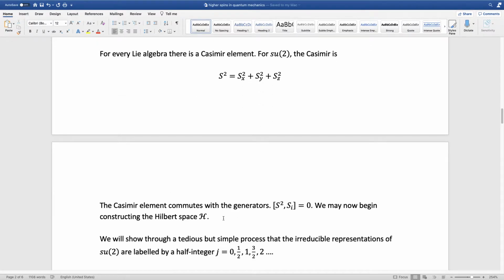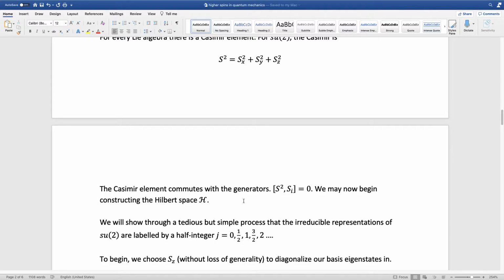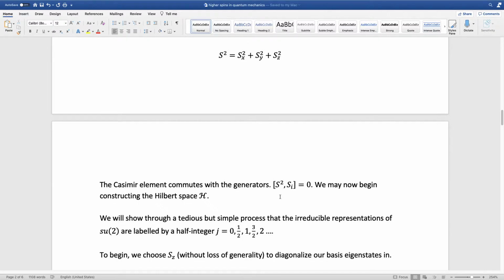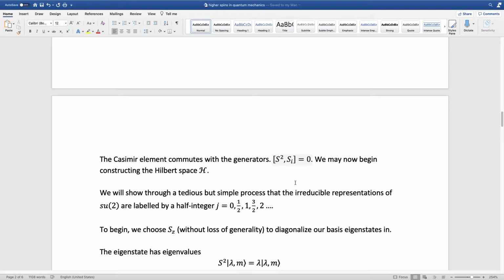So for the Casimir element, we can check that it commutes with all the generators, namely spin x, spin y, and spin z, meaning the commutator is 0. And that means we can find an eigenvector that is a simultaneous eigenvector of both S squared and S_z. Now we can begin constructing the Hilbert space.